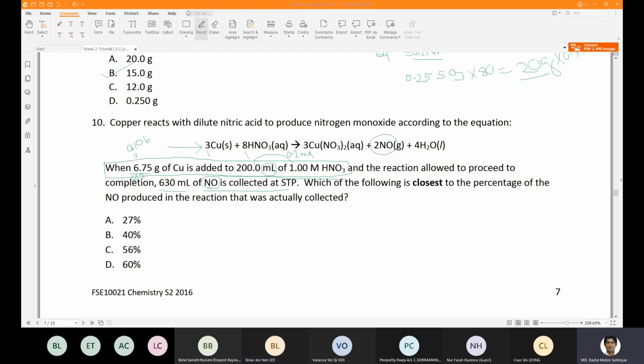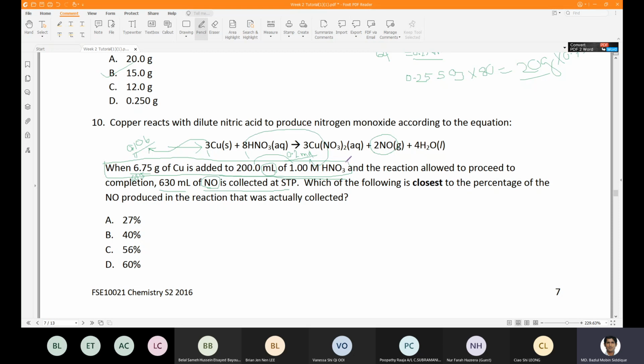But I'm not here. Is it to divide the number of moles with the original number of moles from the balance equation? Exactly, yeah. So the number of moles we find for copper is 0.106, and for nitric acid the number of moles is 0.2. So I will divide this copper by 3. This is the stoichiometric ratio, the coefficient, and nitric acid by 8. I will divide by 8.